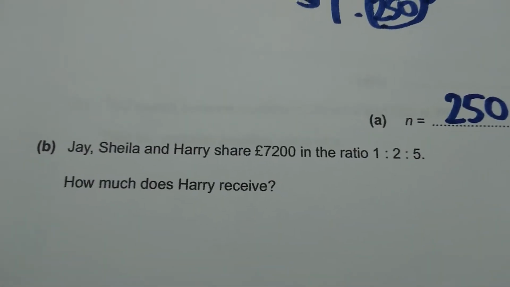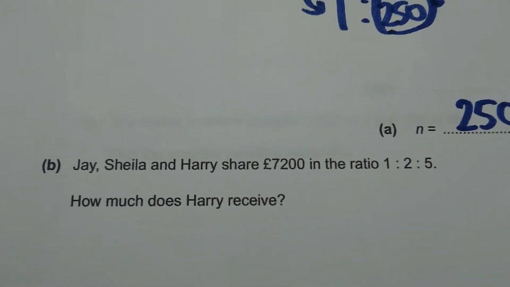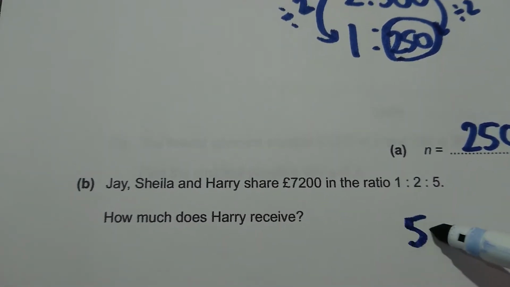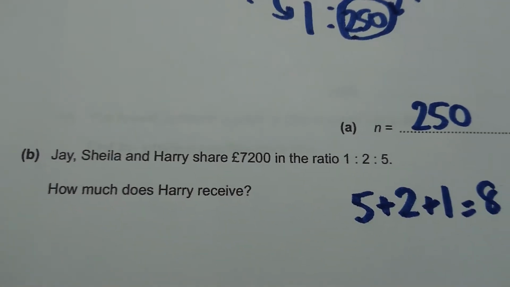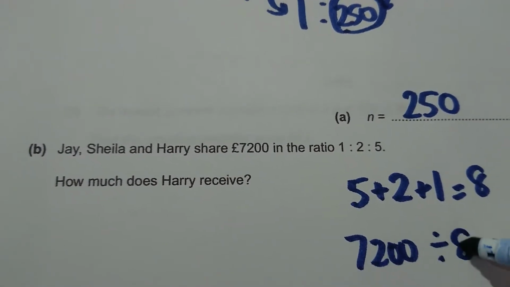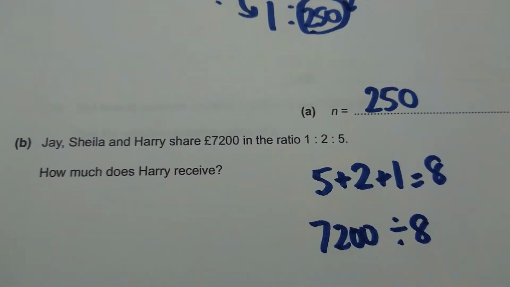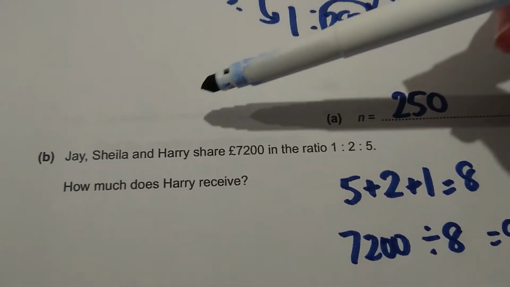Right, part B is sharing in a ratio. So the first thing you need to do is add up the numbers in the ratio. So 5 plus 2 plus 1 is 8. So if I do 7,200 divided by 8 to work out what one part of the money would be, that would be £900. We've got to work out how much Harry received.